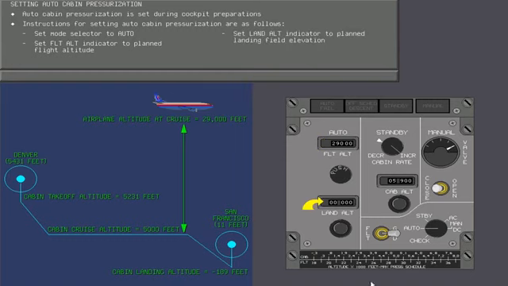Then, set the land altitude indicator to the planned landing field elevation. Now touch the land altitude knobs to set the indicator. During taxi-out, position the flight ground switch to flight for pre-takeoff pressurization.